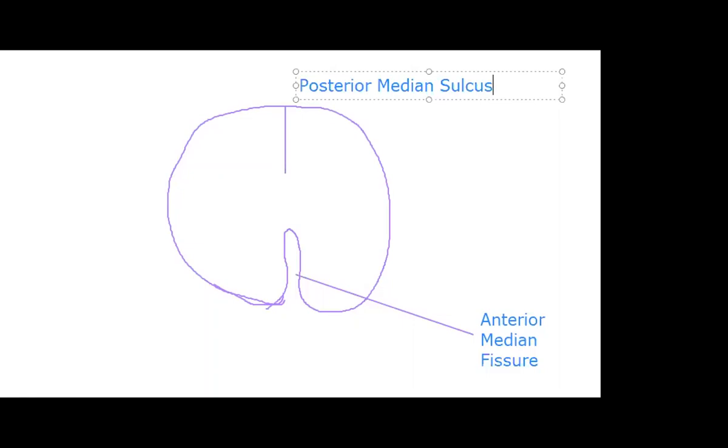That is one way that you can kind of orient yourself whenever you start looking at the spinal cord to figure out where is the deeper groove. The deeper groove is always going to be anterior.